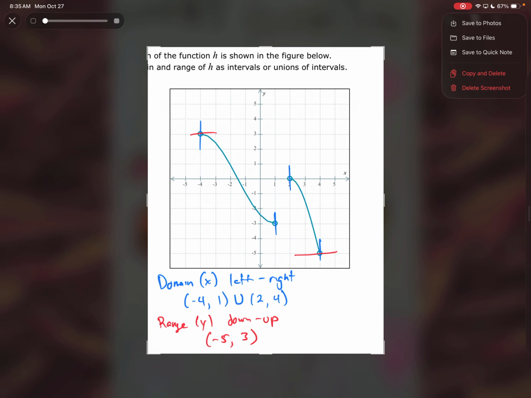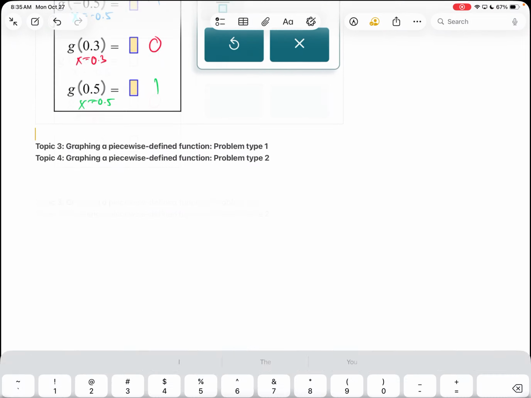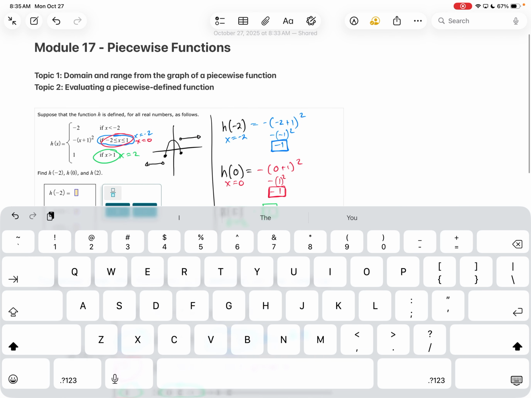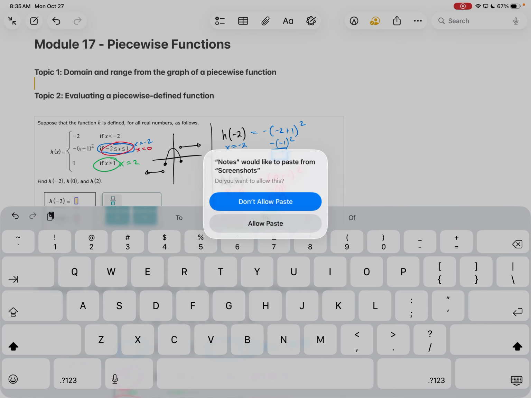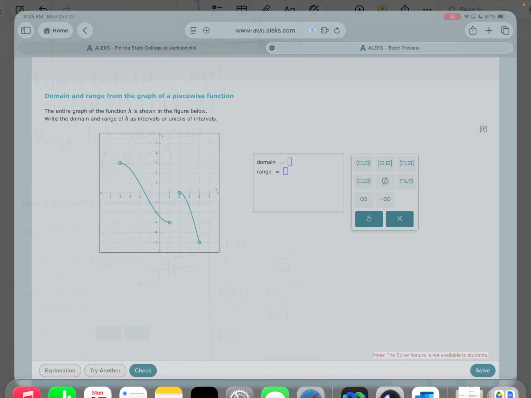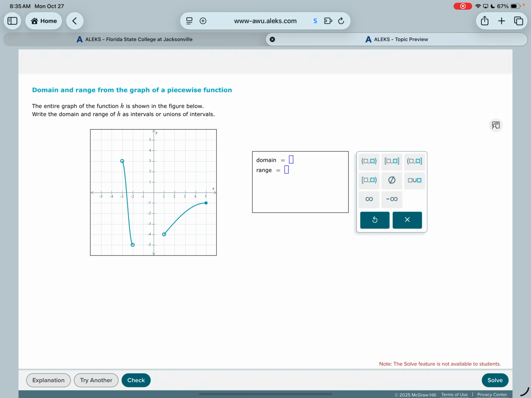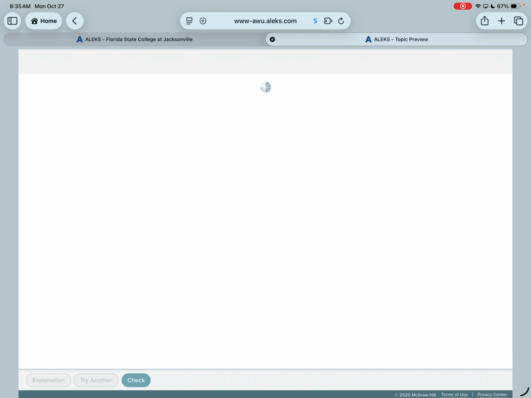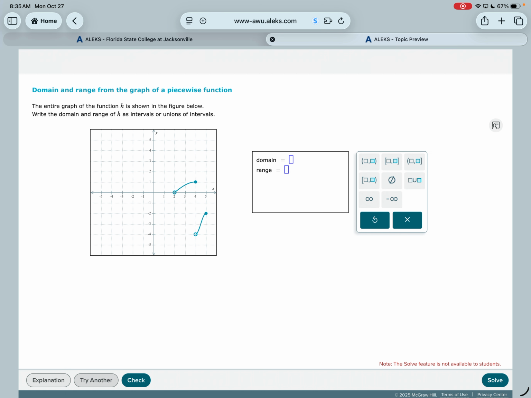Let's see if we can do another one of those. That's pretty similar. See that one? That one looks weird.